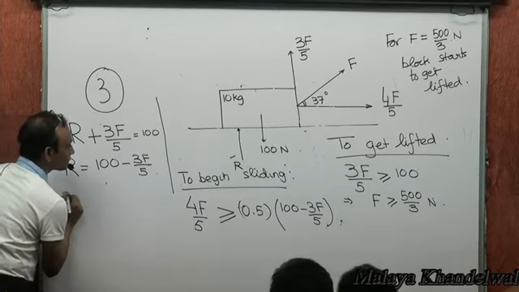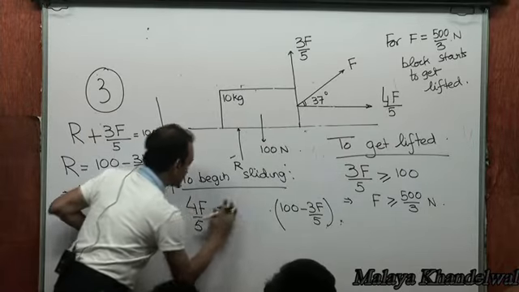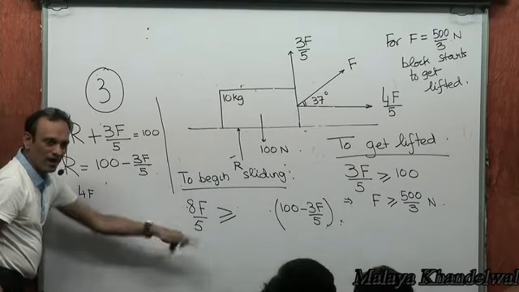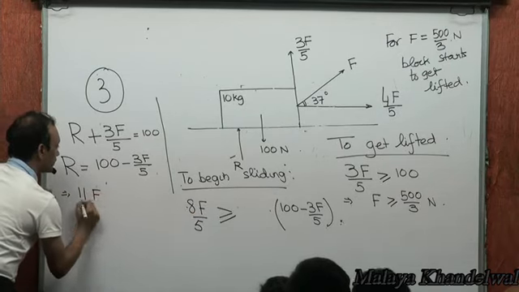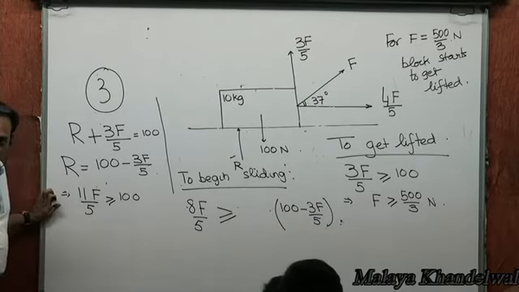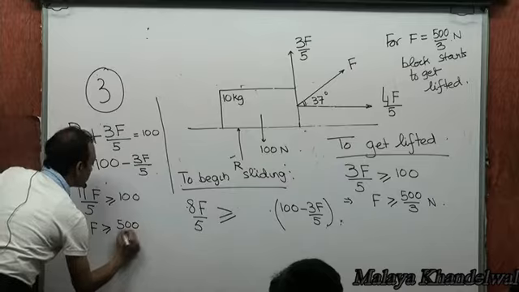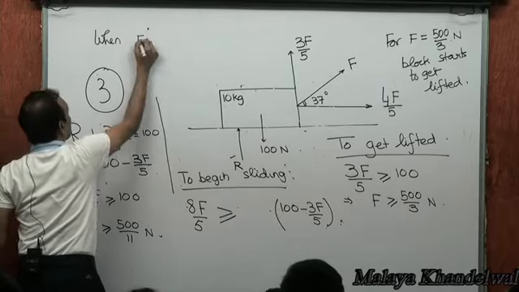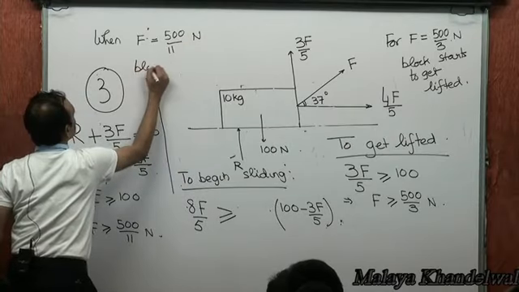So, which means 4F by 5 greater than or equal to half of 100 minus 3F by 5. So, what I could do is write this as 8F by 5 plus 3F by 5, so 11F by 5 greater than or equal to 100. So, F greater than or equal to 500 by 11. That means, when F just about becomes 500 by 11 newtons, the block begins to slide.